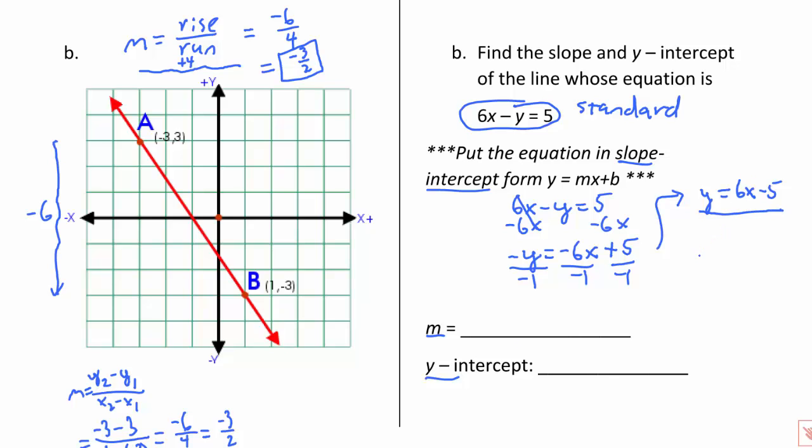Then I can easily just look at this and determine what the slope and the y-intercept are. What is the slope? Well, the slope is whatever's in front of x. There you go. The number in front of x is 6. Now the y-intercept, always remember, very important, that it is a coordinate, and it's a coordinate with the x value being 0. And the y value, in this case, is right there. So it's just 0, negative 5.